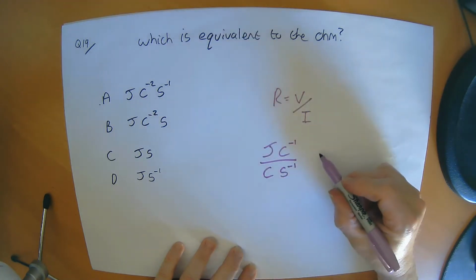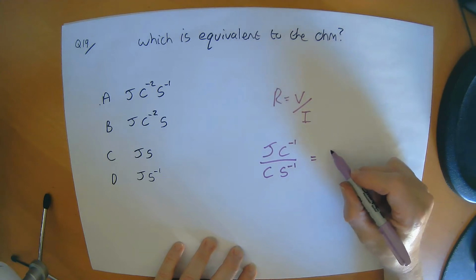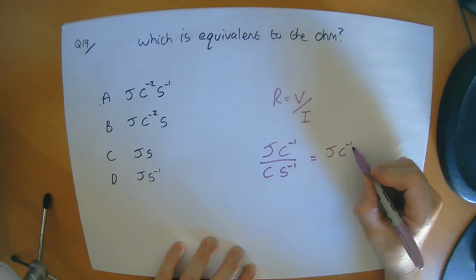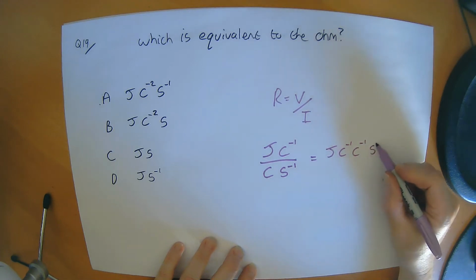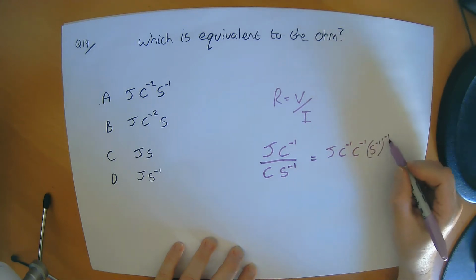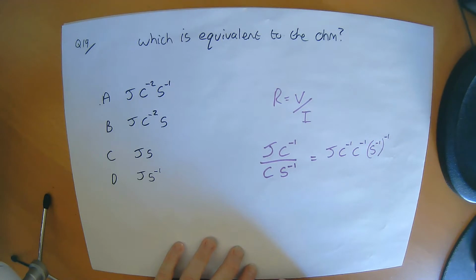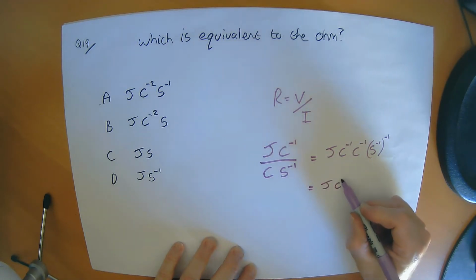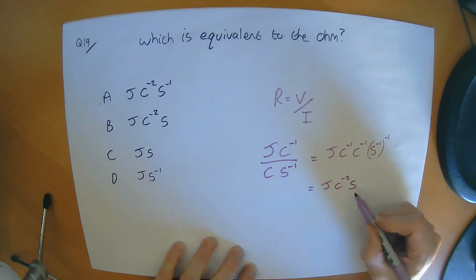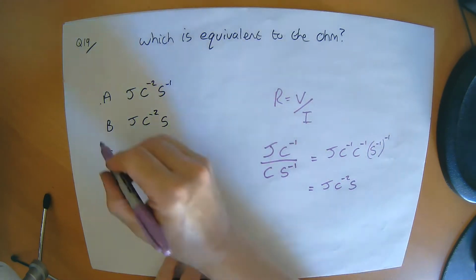And so that's equal to joules, coulombs to the minus 1, times coulombs to the minus 1, seconds to the minus 1 to the minus 1, which is seconds. So that gives us joules, coulombs to the minus 2, seconds, which is B.